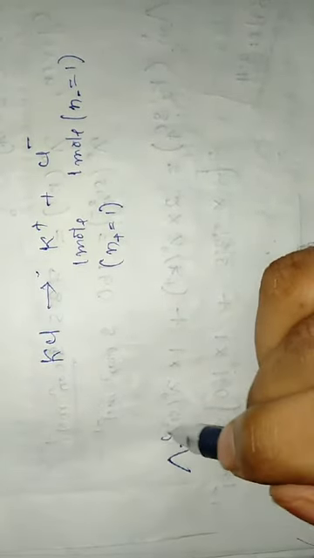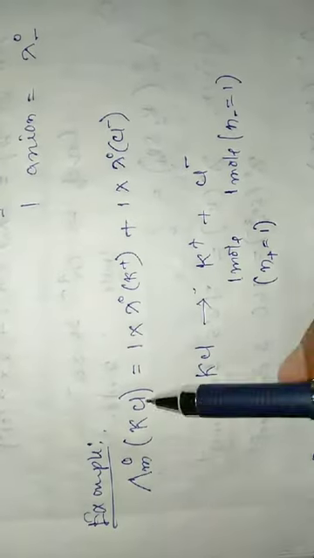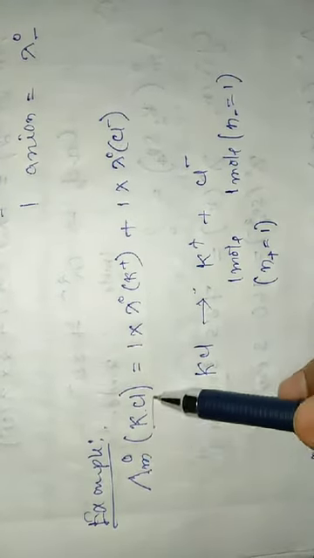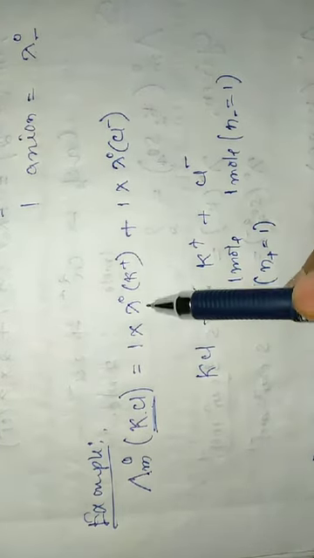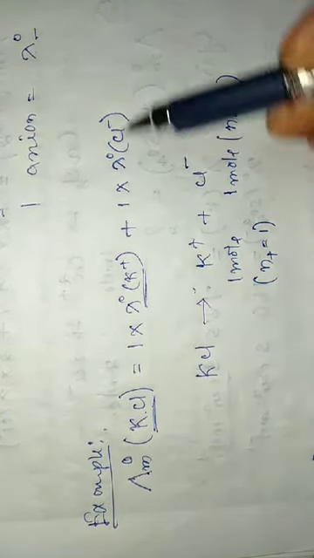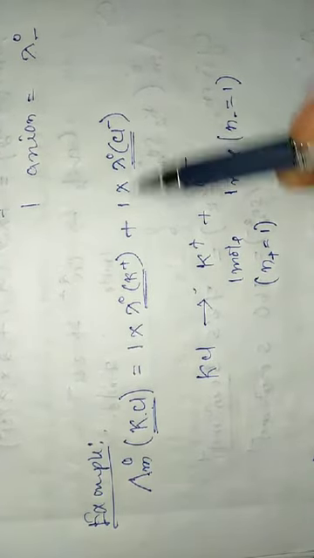Similarly, suppose you have to calculate lambda m naught for calcium chloride. To find out the limiting molar conductivity for the potassium chloride solution, the limiting molar conductivity for the potassium ion and the limiting molar conductivity for the chloride ion are supplied by the examiner.